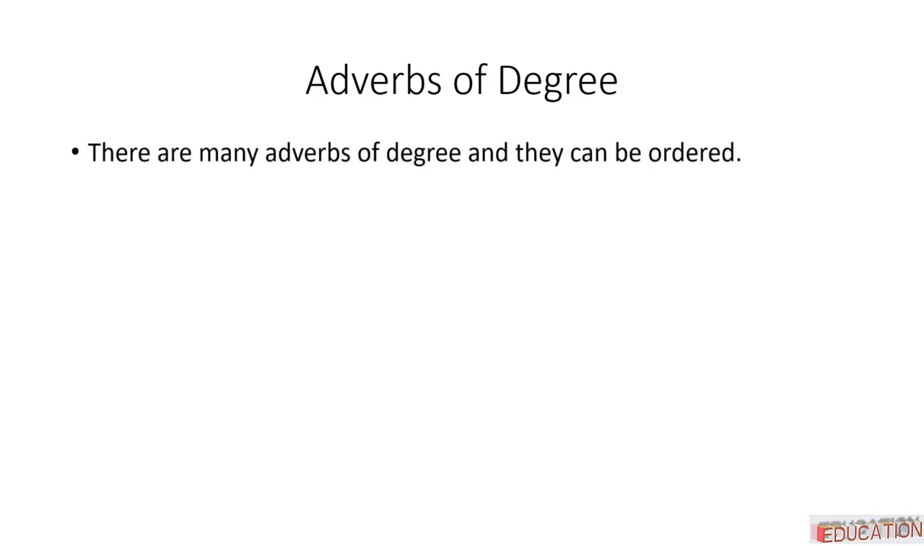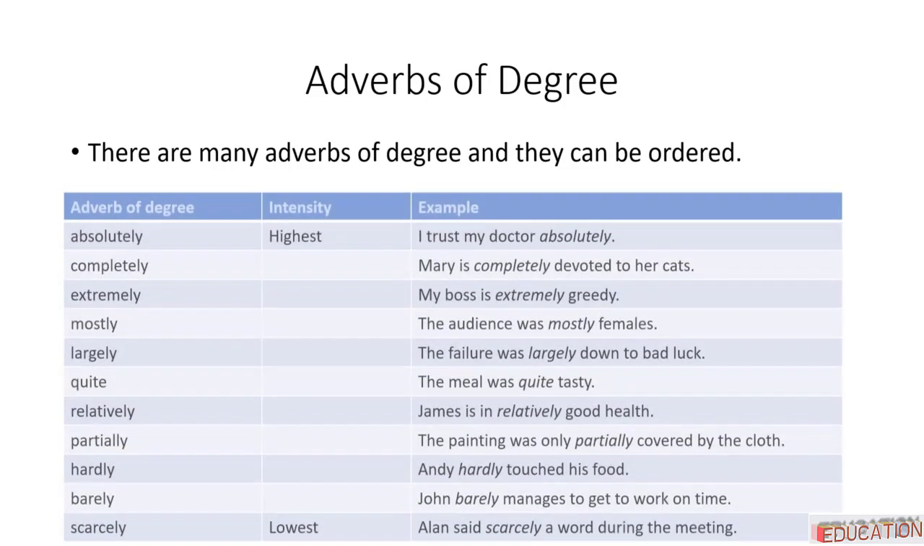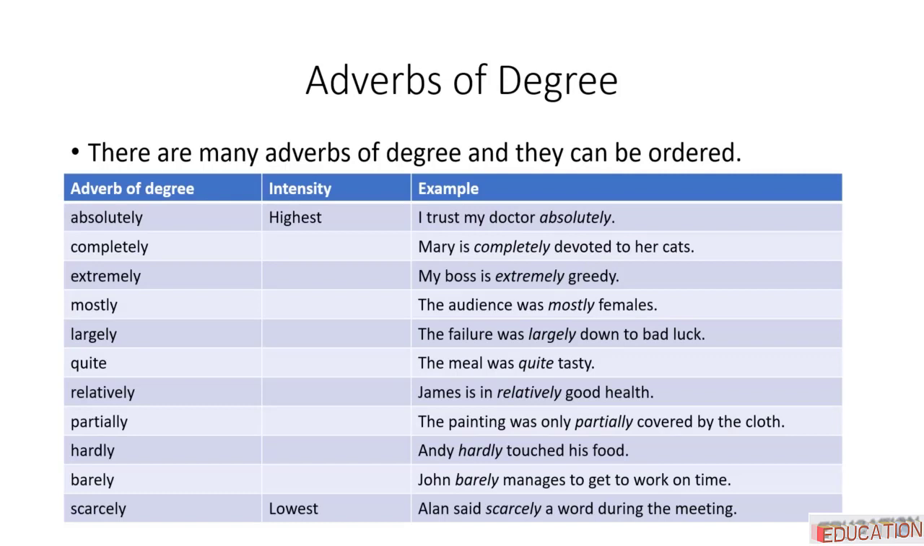Now there are many adverbs of degree, and they can be sort of ordered. So this rather large table gives you a list of 11 adverbs of degree, ranging from absolutely at the highest intensity to scarcely at the lowest intensity. And there's a list in order going from highest down to lowest, with some examples as well. So maybe you might want to pause the video and just check the examples for yourself.